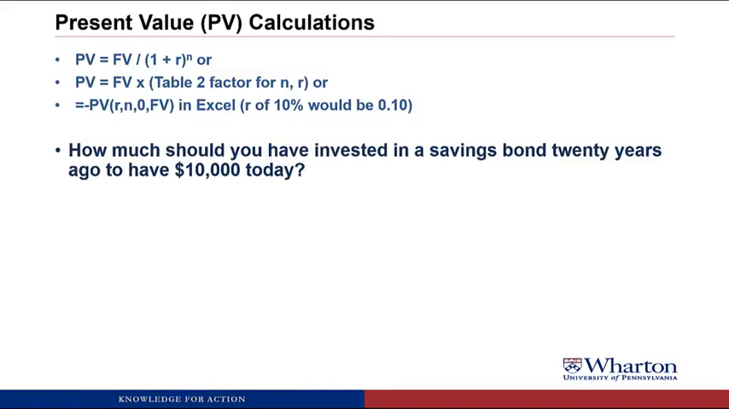So the first question we'll look at is, how much should you have invested in a savings bond 20 years ago to have $10,000 today? So last video we were going to use $10,000 and put it in the stock market. Well, how do we get $10,000? One of the ways we could have gotten $10,000 today would be to invest money 20 years ago in a savings bond and let it grow. The question is, how much would we have needed to invest?